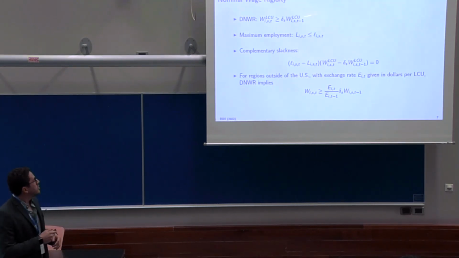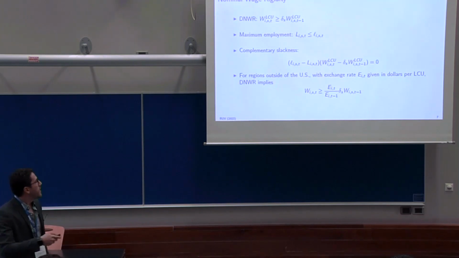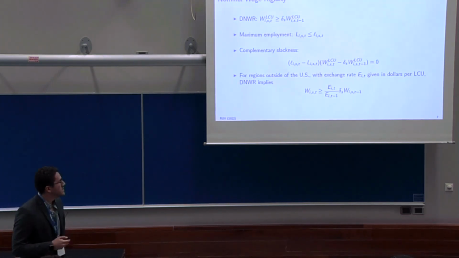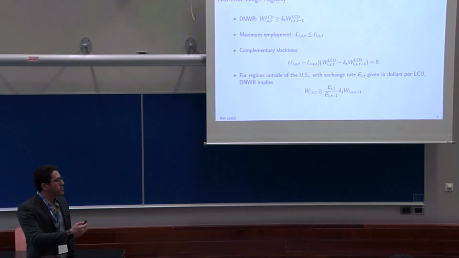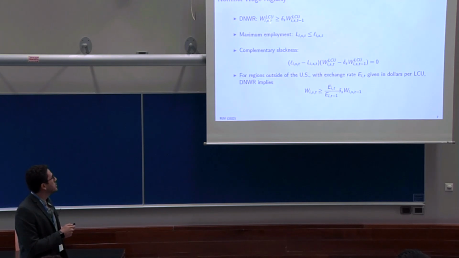So besides this downward nominal wage rigidity, we have the maximum employment constraint saying that total employment in that region, sector, time has to be smaller or equal to labor supply, and then a complementary slackness saying that at least one of these two inequalities has to hold with equality. So let me come back to this thing about the local currency units. Up to now, we have been expressing everything that's a nominal variable in terms of US dollars. So I want to change these local currency units to US dollars, so we use this exchange rate.